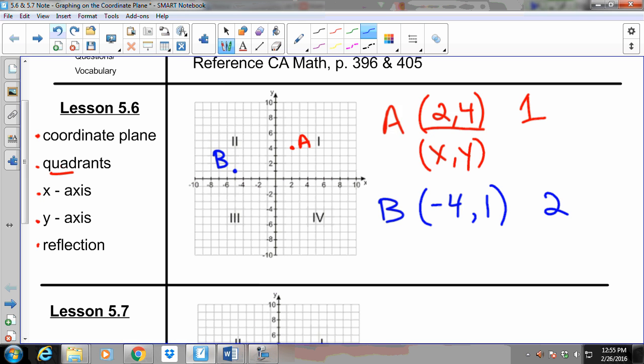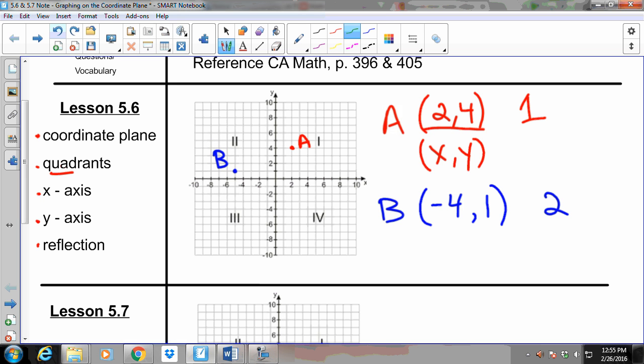You can do it by Roman numerals or regular numbers. It doesn't really matter. Reflection is the next thing in the chapter, and that's on page 397, one spot over. It's like you're graphing opposites. Let me take one of these that we have here. The directions would be something like graph the reflection of point B over a certain axis.